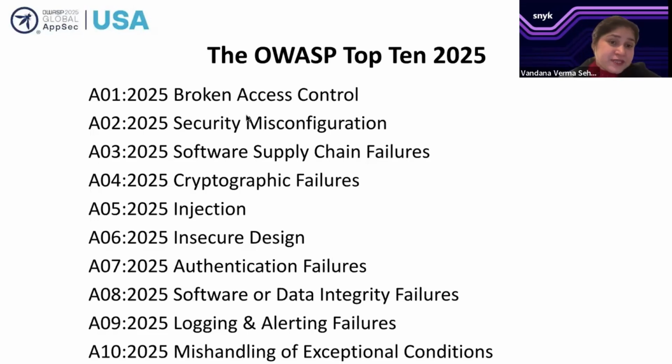Now, the most important thing that I see is that security misconfiguration, which was at A4, has gone up to A2, because the way we are progressing with AI, with all of the new technologies, misconfiguration has become something which is very, very important. We will talk about each of it in detail.